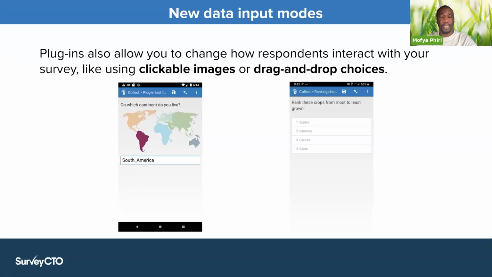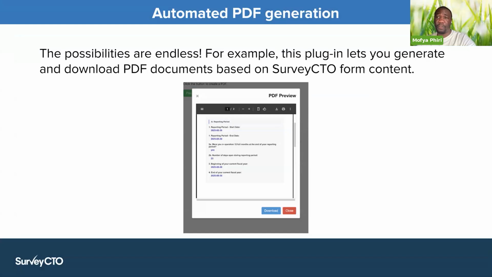Again, this is something that could be done in a different way within SurveyCTO. The field plugin just simplifies that process a lot more. Another example is the usage of PDFs, being able to bring out PDFs. And the interesting thing about this is how we came up with this field plugin.